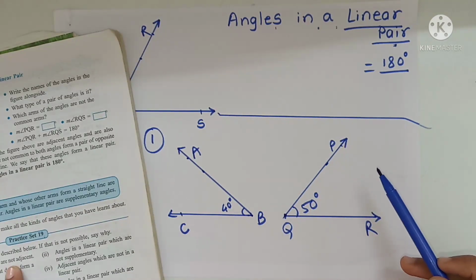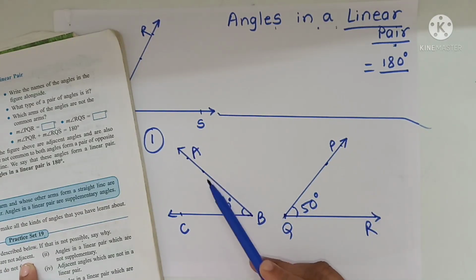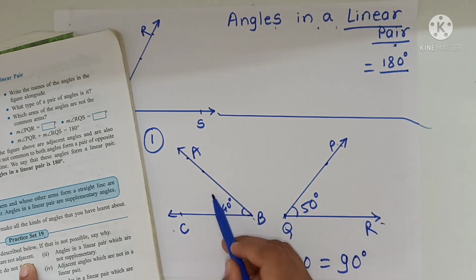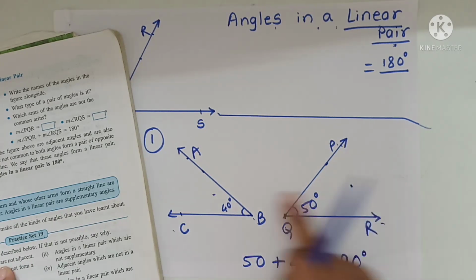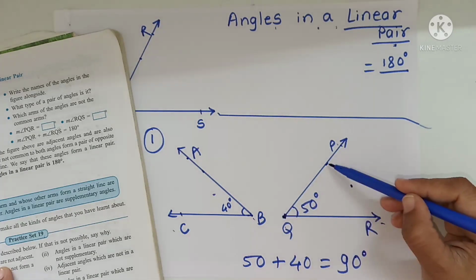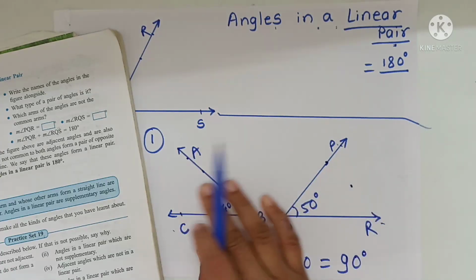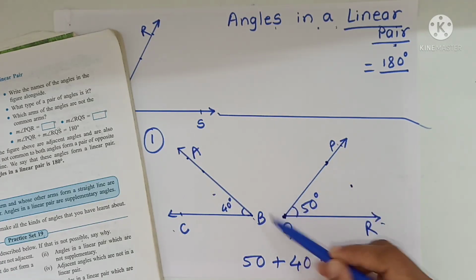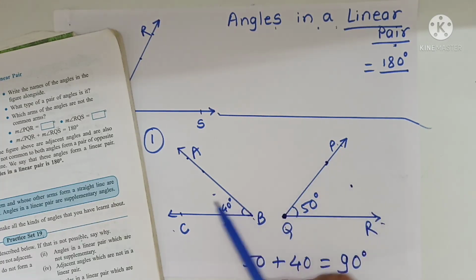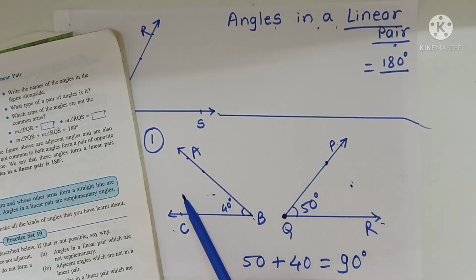Complementary angles that are not adjacent. We have drawn here angle PQR and angle ABC. The sum of their measures is 50 plus 40, that is 90 degrees. So these two angles are complementary angles, but they are not adjacent because they do not have a common point or a common arm. Their interiors are separate. So these two angles are not adjacent, but they are complementary. This is our first example.